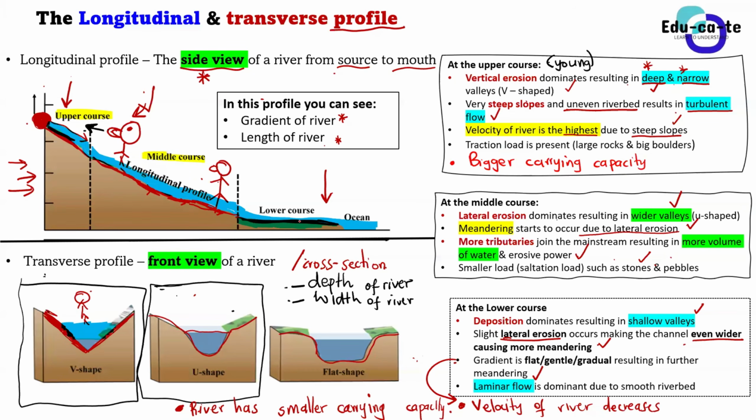There is less traction load and bed load, all of that. There's less of it because it's in the lower course. And at the upper course, we did have a lot of traction load that was being removed from the ground and was just sliding on the riverbed. But now at the lower course, the river is becoming a bit steady. You can even swim at the lower course.